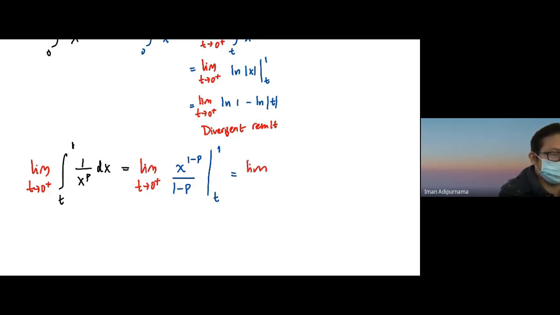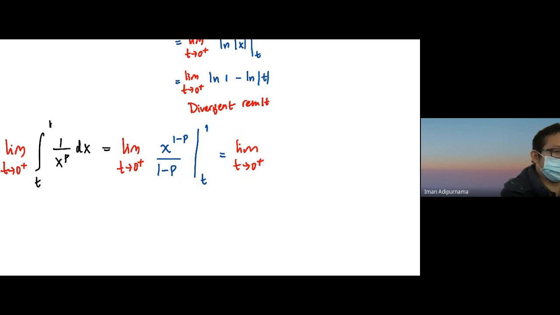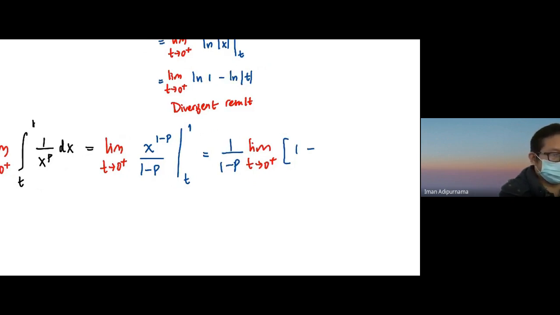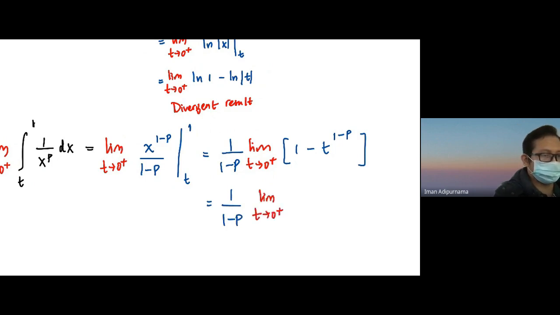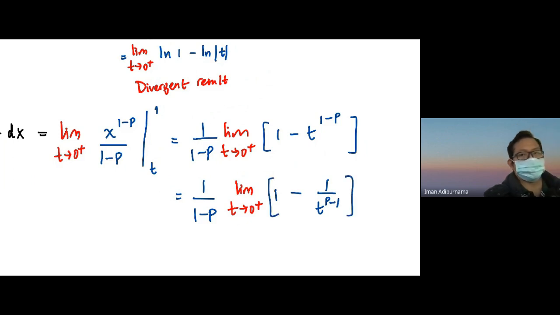Now we can write still limit. We can also take outside the 1 over 1 minus p, because that is a constant. And we can have 1 minus t to the power 1 minus p. And we can write this in terms of t to the p minus 1, like that. We rewrite it in a fraction.